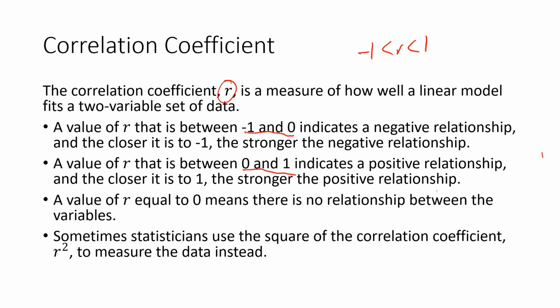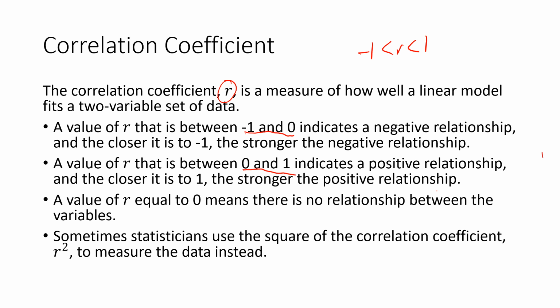If you have R equals 0, or very close to 0, that basically means no relationship. Okay, that means the points are basically scattered all over the scatter plot, and you cannot really draw a line of best fit that is anything close to getting the points to the line.